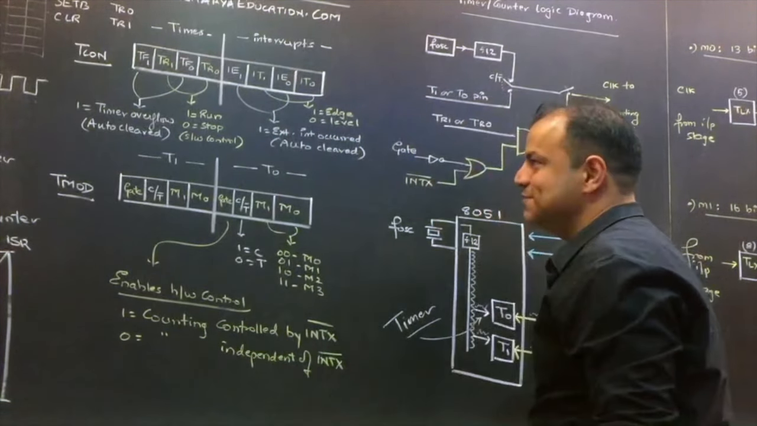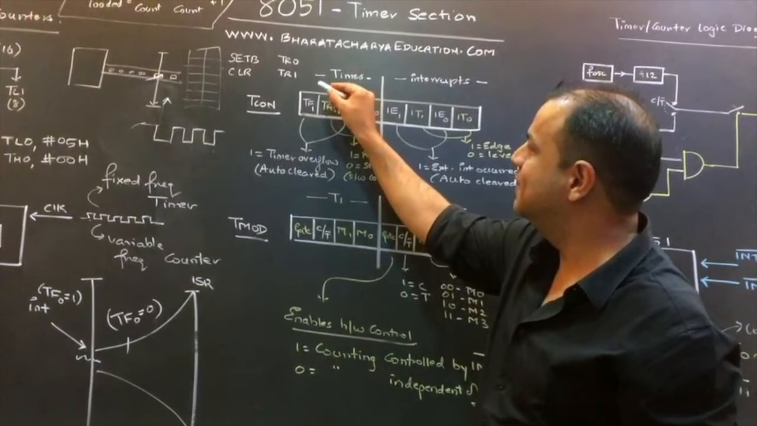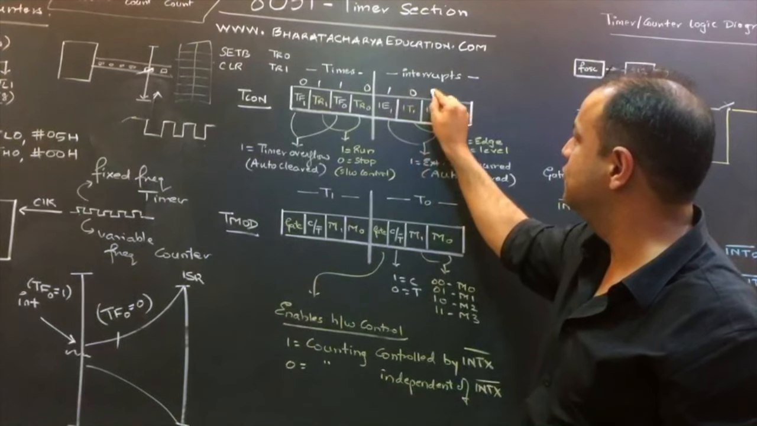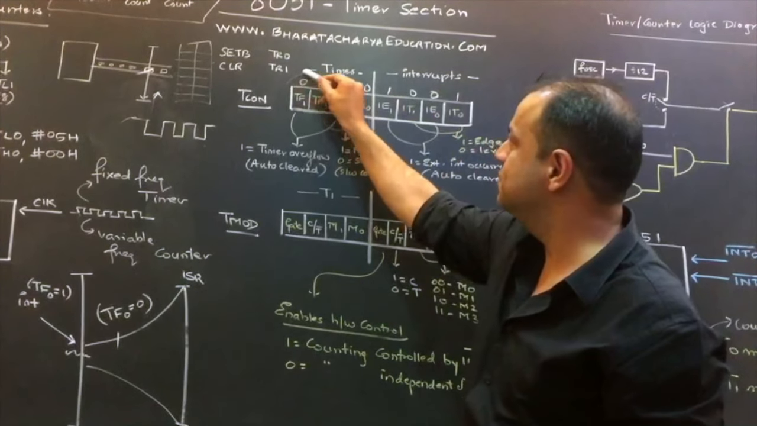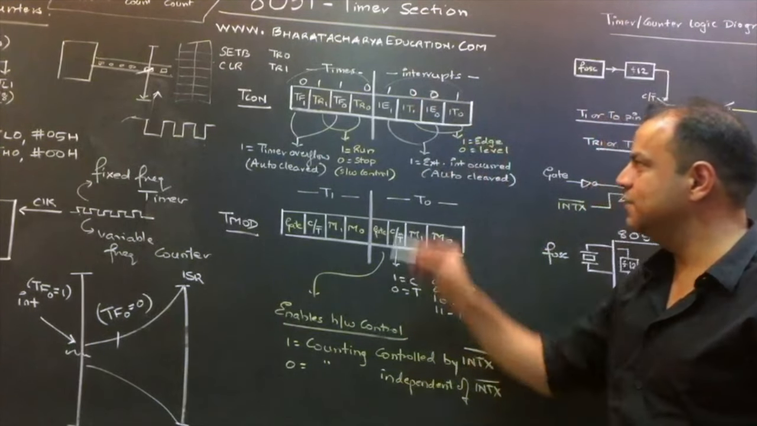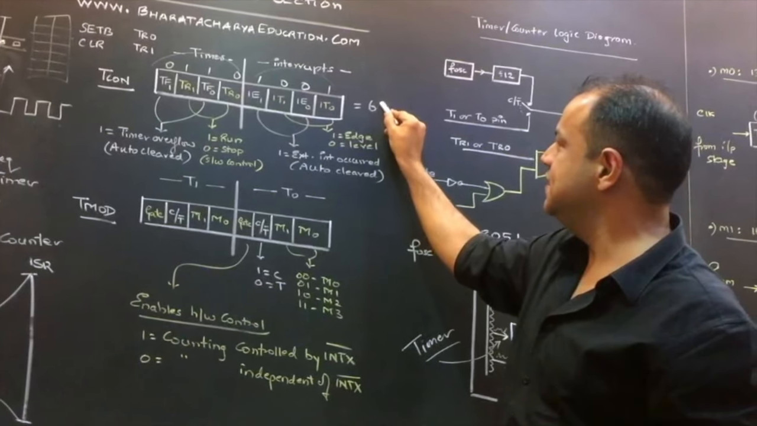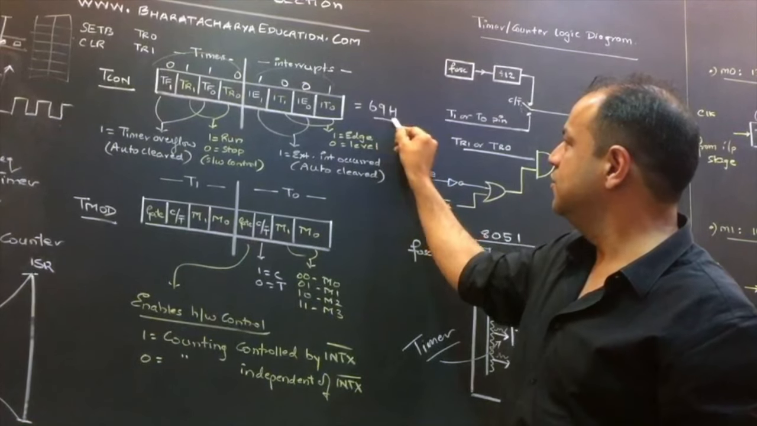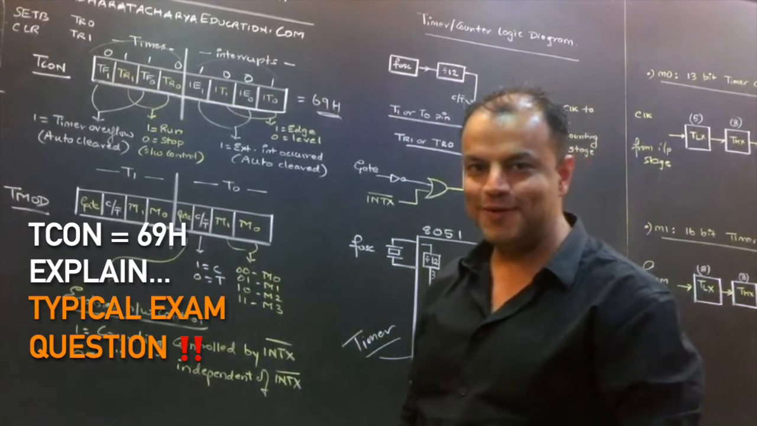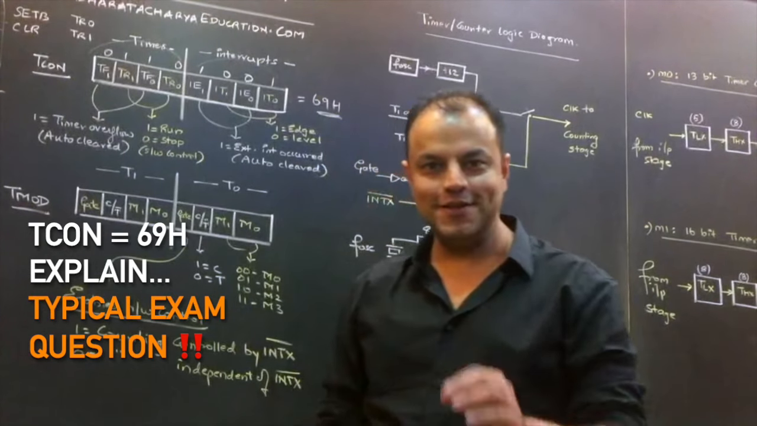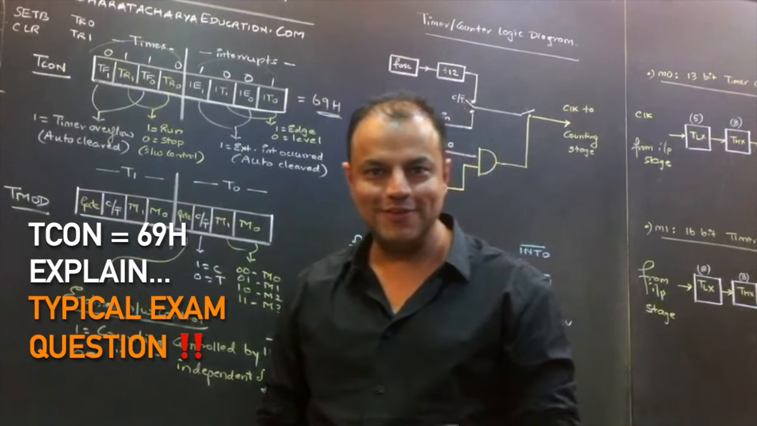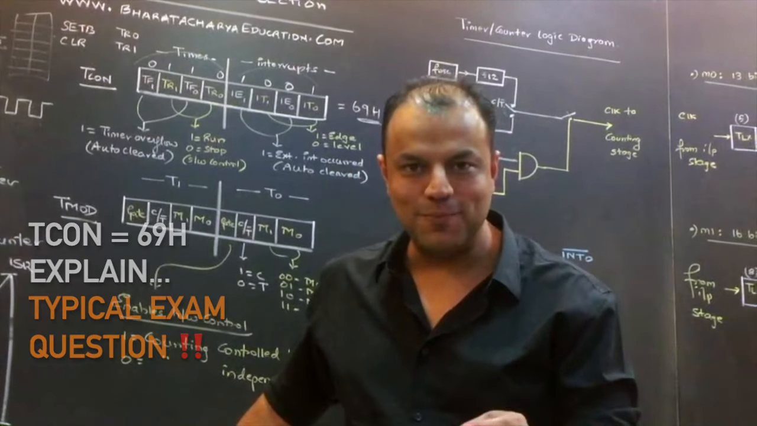Let's take an example. Suppose I say 0, 1, 1, 0, 1, 0, 0, 1. What is this number? 6. This is 9. So the whole number is 69H. So suppose there is a question in the exam. Programmer has loaded the value 69H in TCON. Explain what has happened. This is a 5-mark jackpot for you.